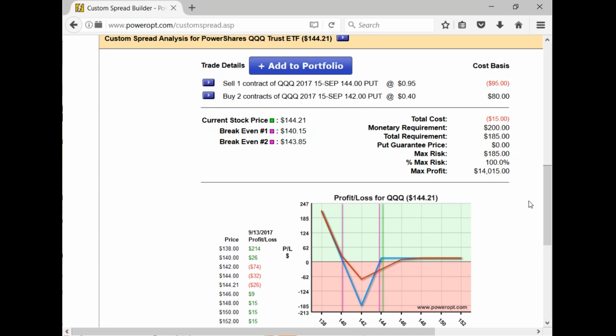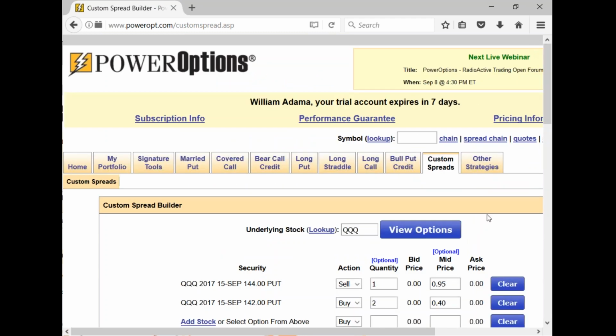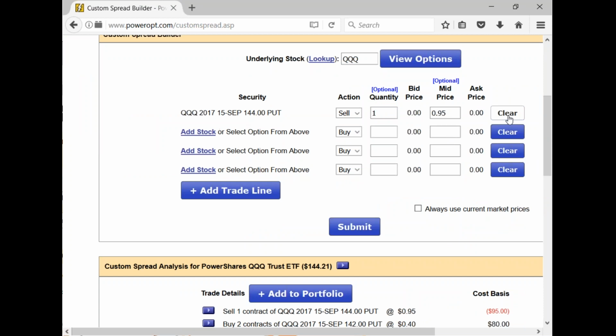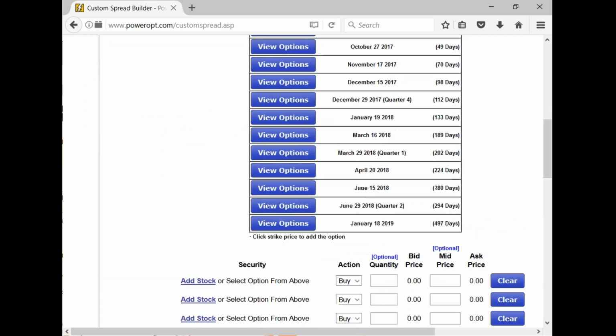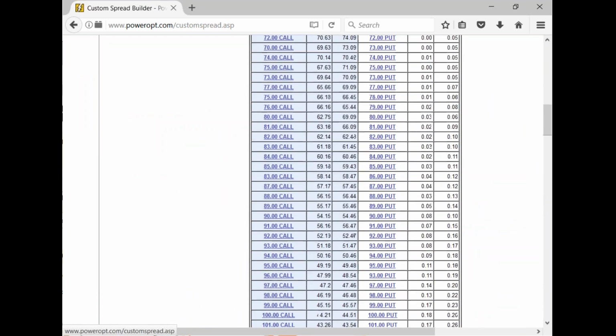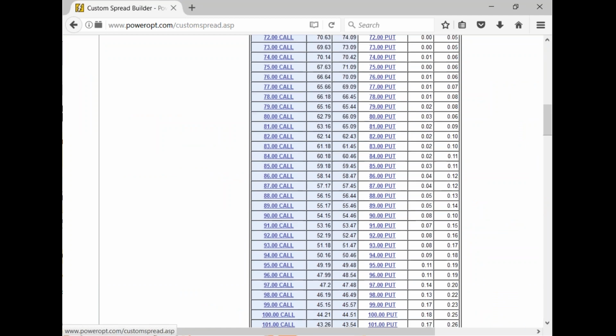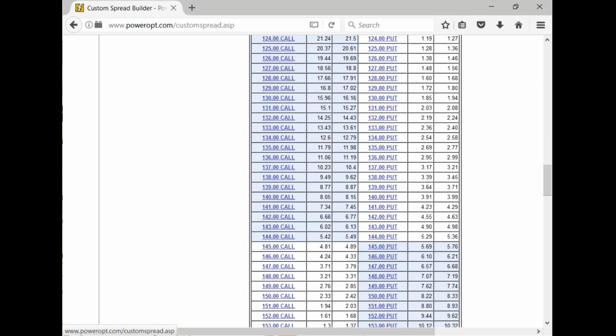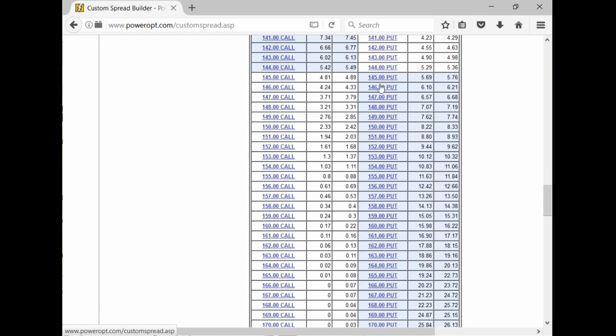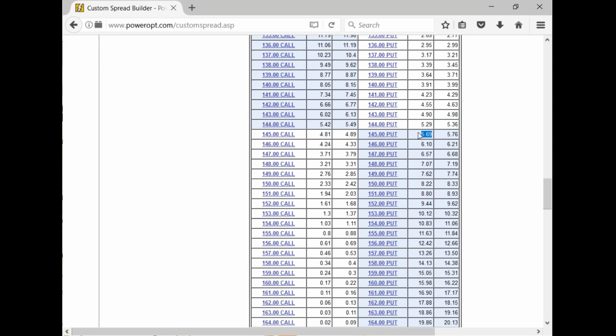Okay. Well, someone, Jim, it looks like, said, what about going further out in time? Do you get better premiums? Not necessarily. You get better premiums, but you don't get better ratios. Let's go all the way out to January. And remember, we're trying to find a low-risk bearish spread, maybe 1 or 2 points apart. But here you see, sure, I can get 569 or 570, but then everything else near it is still 490.